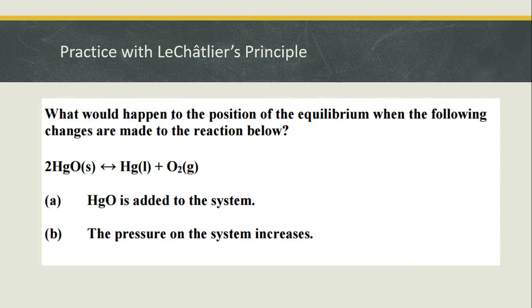So for this one, it says, what happens to the position when these changes are made? So what if HgO is added? So we put more over here. Well, what do I need to do? I need to head to the side where it's not there. So this time it's going to shift to the right because that's where it's not.